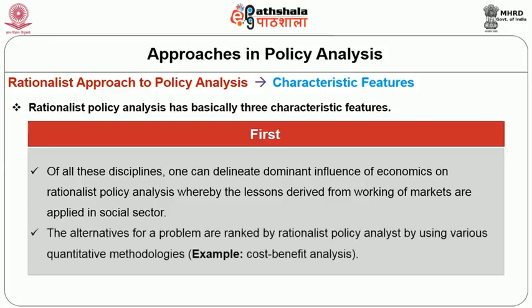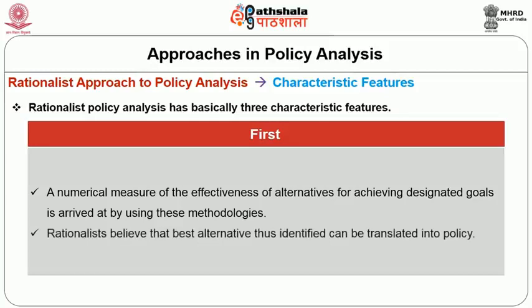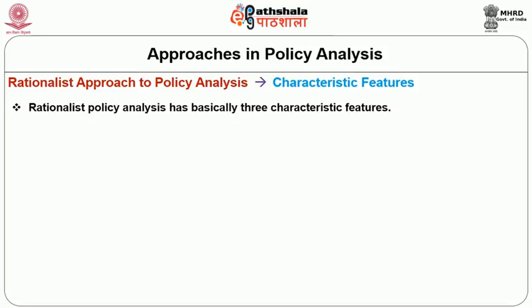The alternatives for a problem are ranked by rationalist policy analysts using various quantitative methodologies, for example, cost-benefit analysis. A numerical measure of the effectiveness of alternatives for achieving designated goals is arrived at by using these methodologies. Once this is done, rationalists believe that the best alternative thus identified can be translated into policy.